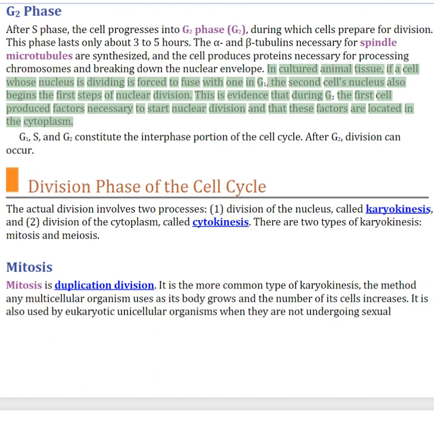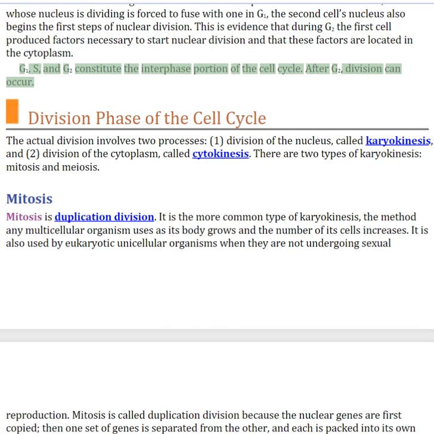In cultured animal tissue, if a cell whose nucleus is dividing is forced to fuse with one in G2, the second cell's nucleus also begins the first steps of nuclear division. This is evidence that during G2 the first cell produced factors necessary to start nuclear division and that these factors are located in the cytoplasm. G1, S, and G2 constitute the interphase portion of the cell cycle. After G2, division can occur.